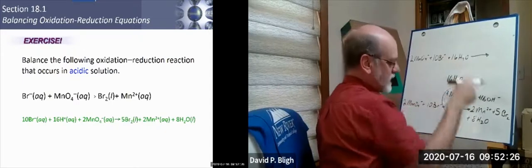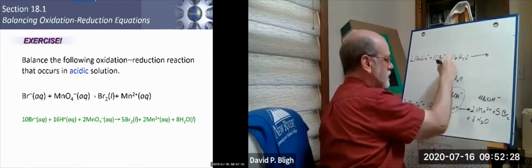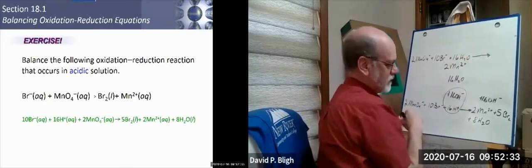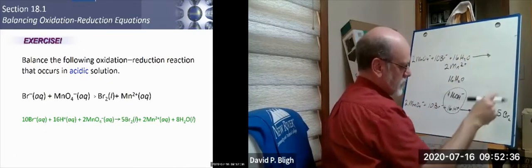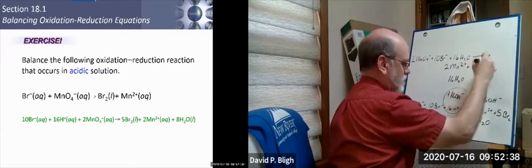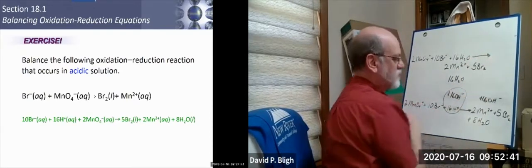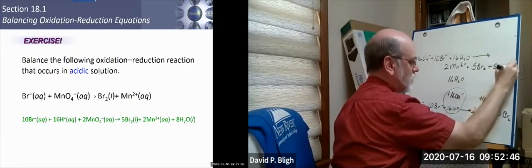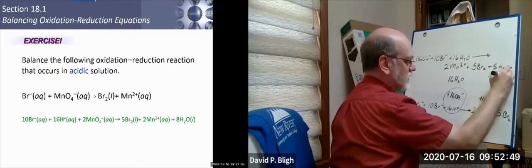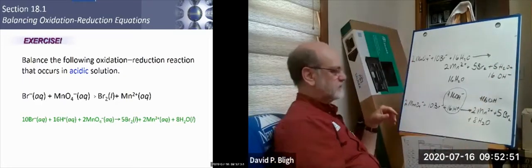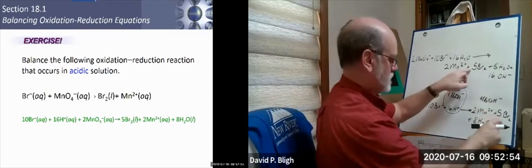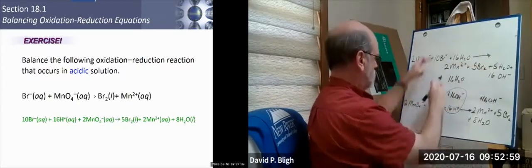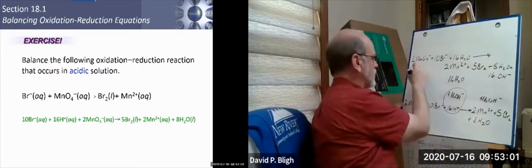I'm going to move the product side down here. We still got our 2 manganese ions. We've got 5 bromine molecules. We've got 8 waters. And we've got 16 hydroxyls. Let's see, did I count for everybody? There. These are waters. There. Okay, so that's everybody right here.